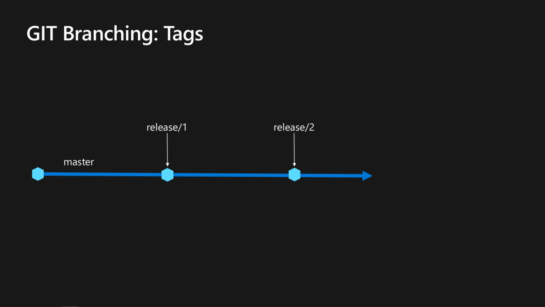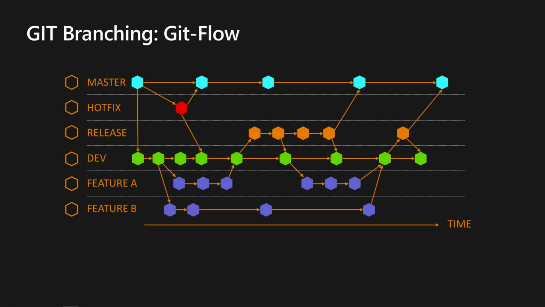Now, this is one of the well-used branching strategies out there. Has anyone seen this one yet? This is Git flow. This is complex. I spent quite a bit of time trying to figure out what is happening here, but it's just a mess.